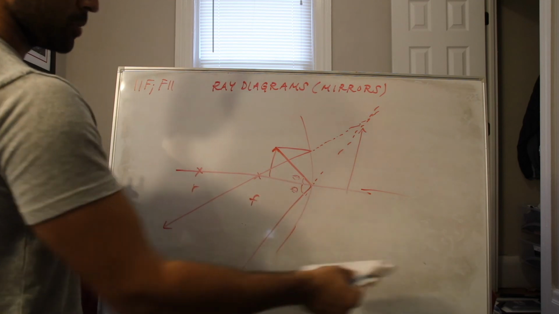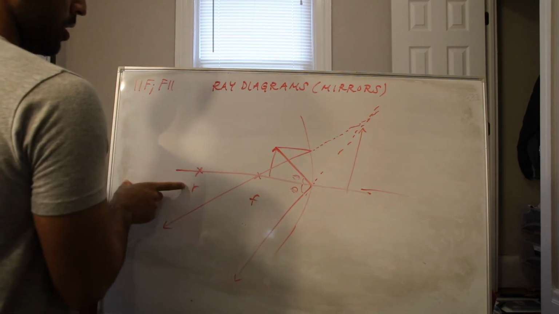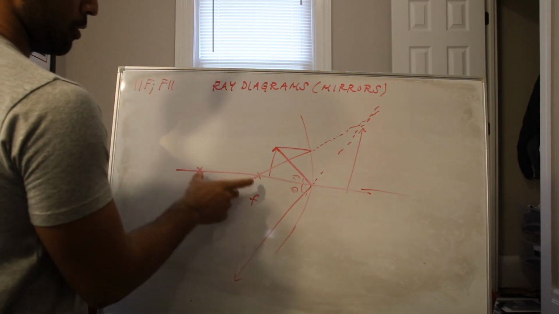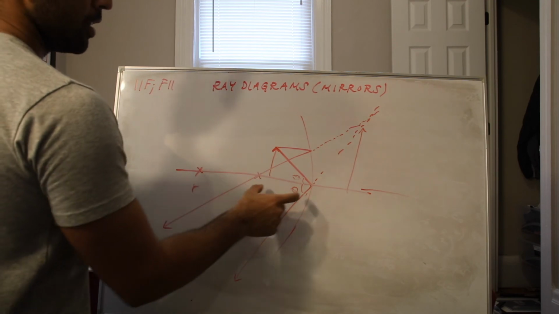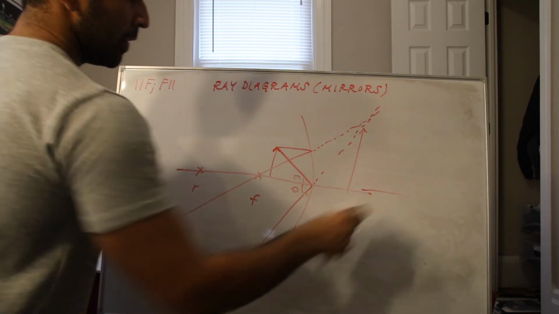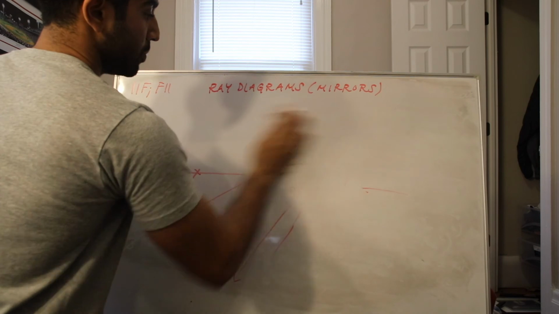So that's all the possible scenarios for a concave mirror. We have beyond R, we have at R, we have between R and F, we have at F, we have between F and the mirror. So now let's look at a convex mirror.